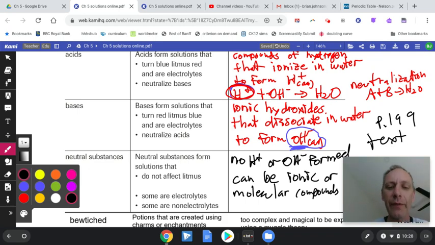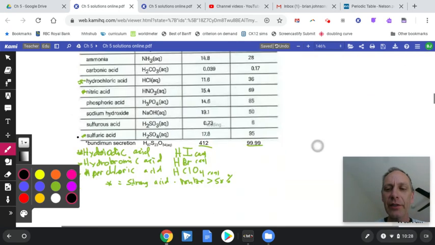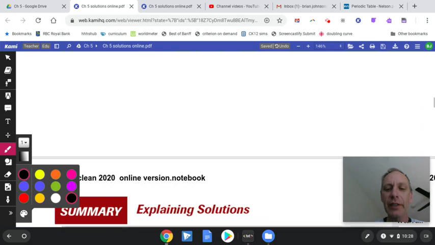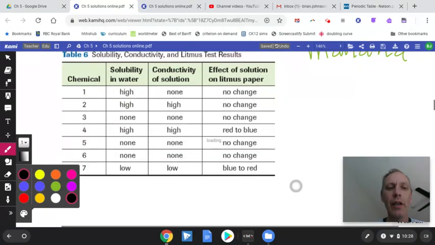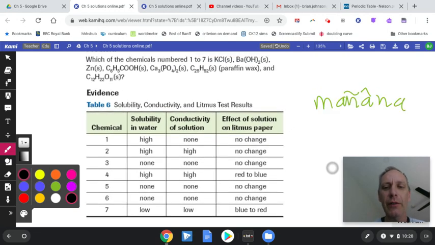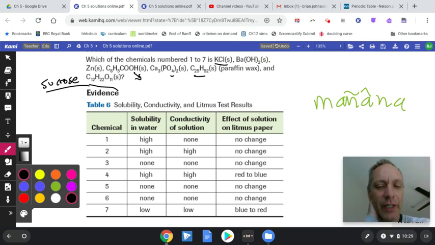Okay, so now that we have this, we can go back and finish off that last chart that we also skipped yesterday. It was using diagnostic testing, and it's this guy here. We have to figure out which of these 7 compounds is KCl, which one's Ba(OH)2 or barium hydroxide, zinc, benzoic acid, calcium phosphate, wax, and sucrose, which you are supposed to remember from chapter 2. Okay, so 7 chemicals, 7 different sets of diagnostic tests.